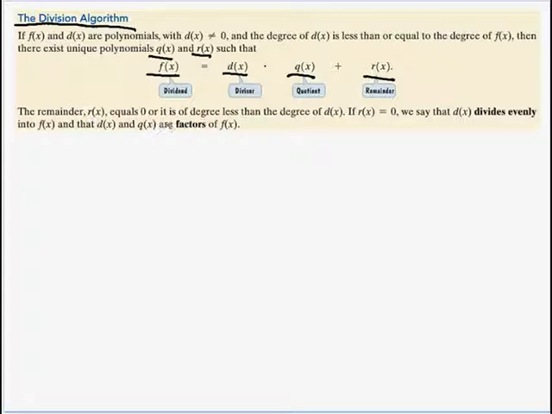The remainder r of x equals 0, or its degree is less than the degree of d of x. If the r of x does equal 0, we say that d of x divides evenly into that function f of x, and that d of x and q of x are factors of f of x. Again, that's quite a mouthful, and it's hard sometimes to wrap your head around that with all this function notation, f of x, d of x, q of x, r of x. If I back up here, trying to find a way to tie that in with what we had in that last example.